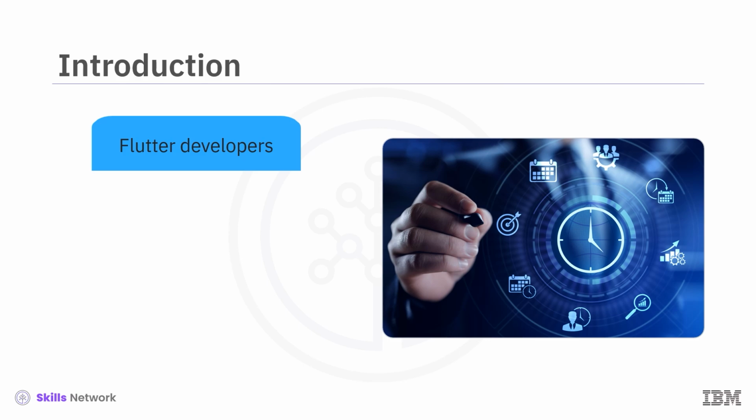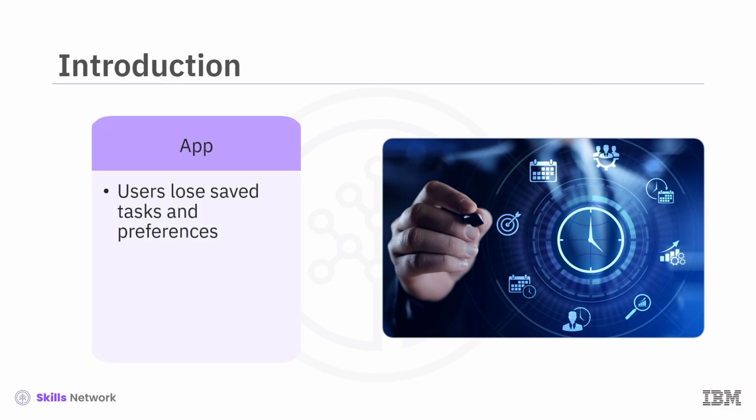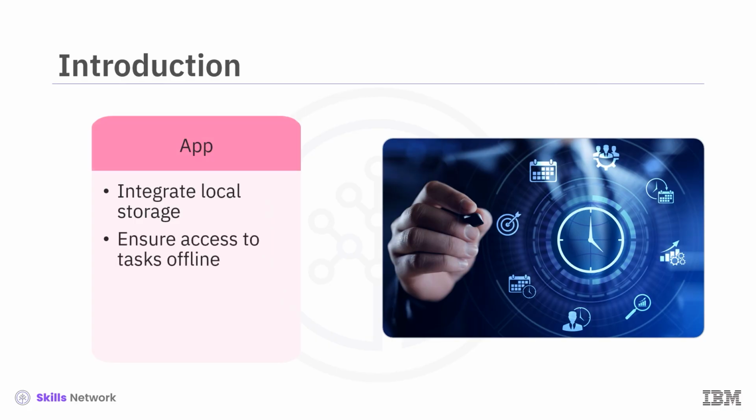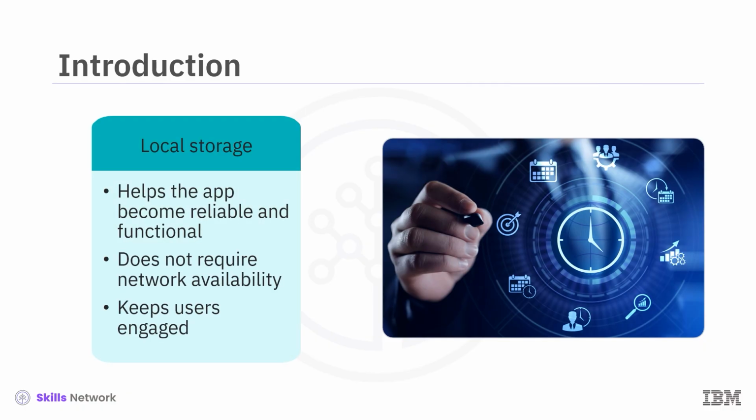Imagine a team of Flutter developers working on a productivity app that tracks daily tasks and progress. They quickly realized that without data persistence, users would lose all their saved tasks and preferences whenever they close the app. They integrate local storage to prevent this, ensuring users can access their task lists and progress offline. Local storage has helped the app become reliable and functional, regardless of network availability, and keeps users engaged.